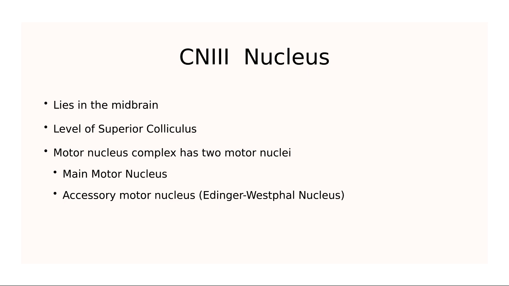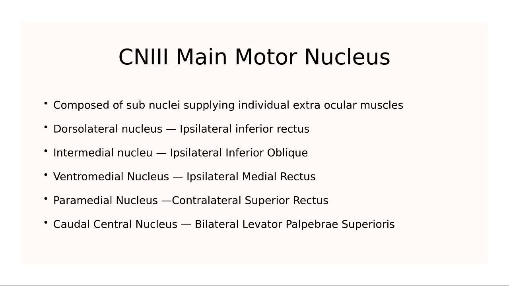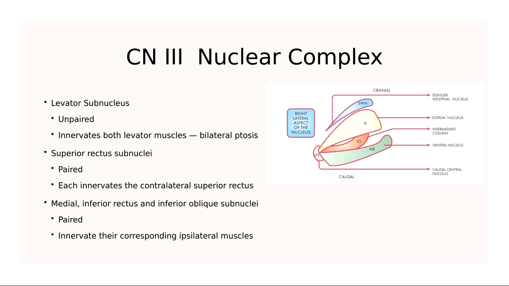The nucleus lies in the midbrain at the level of the superior colliculus, and the motor nucleus has 2 motor nuclei, a main motor nucleus and an accessory motor nucleus that we call the Edinger-Westphal nucleus. Now, the main motor nucleus is composed of subnuclei supplying the individual extraocular muscles. The levator subnucleus is unpaired.